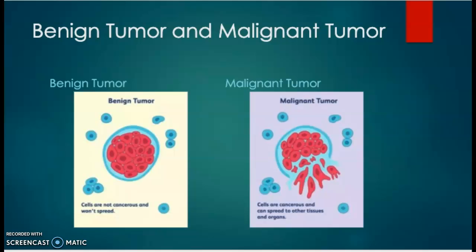As you can see in the first image, it's a benign tumor. The cells that are inside this tumor are not cancerous and won't spread. And the second image you can see on the right is a malignant tumor. You can see that it's the complete opposite of the benign tumor. Unlike benign tumors, malignant tumors are cancerous. The cells inside the tumor are cancerous and they can spread to other tissues and organs in the body.